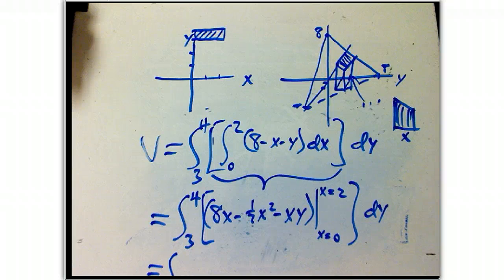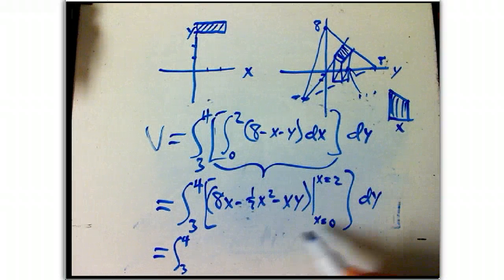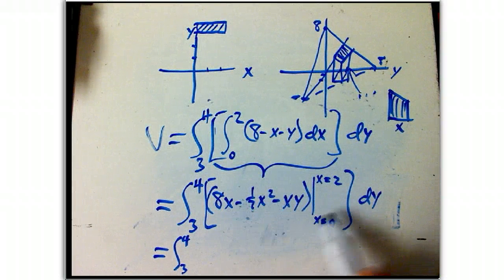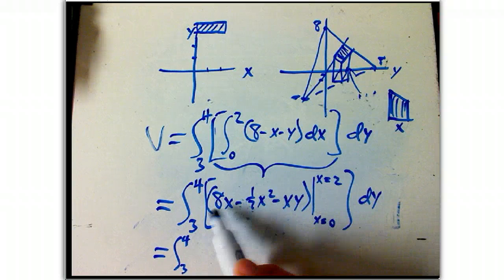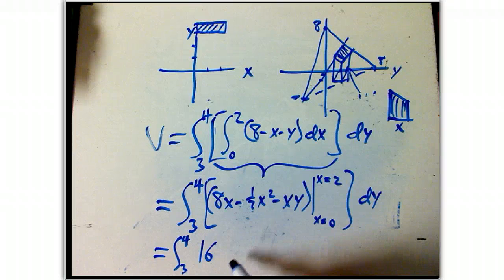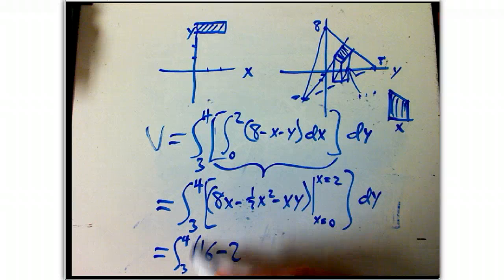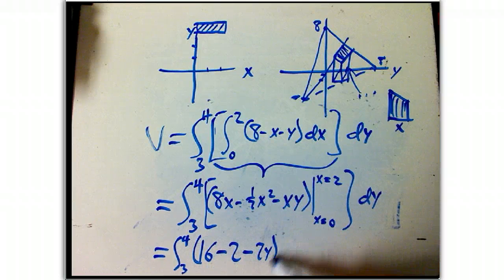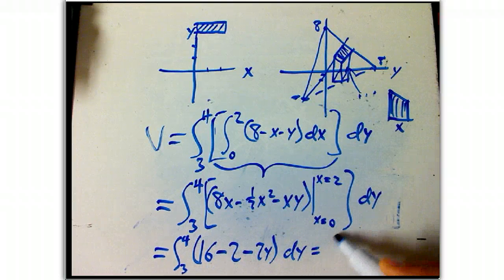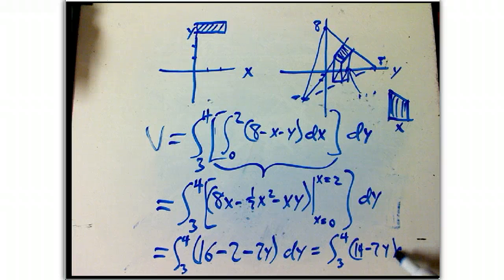Okay, equals, and let's see if I can squeeze it in. No, I can't. Well, let me give myself a little more room. Okay, 3 to 4. Now it happens to be that when x equals 0, this all dies. Don't assume that's always going to happen, but here it does. So this is going to be 16 minus 2 minus 2y dy. So in other words, it's the integral from 3 to 4 of 14 minus 2y dy.